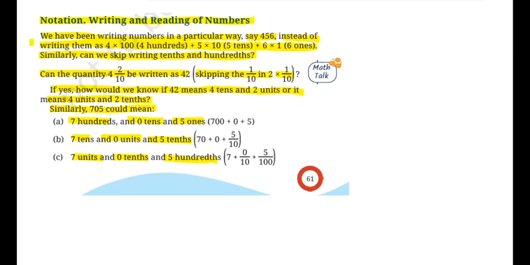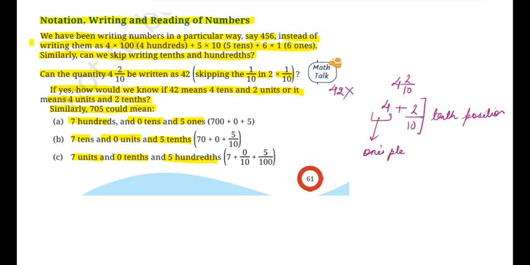So first of all, this is the wrong way. 4 and 2 tenths cannot be written as 42. That's a wrong representation, right? Because in 4 and 2 tenths, how would you write this? 4 plus 2 tenths. That means the 2 is at the tenth position, right? And the 4 is at the ones position or the unit place, right? Ones place or ones position or unit place.